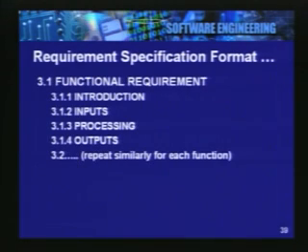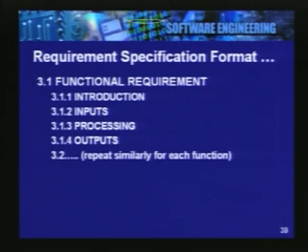Section 3 is really the core part of the document. In this part, we give functional details. We define every function of the software by giving a brief introduction to this function. Then we describe the inputs to the function, processing and the outputs. So, these functions may be different functions that the software will perform.